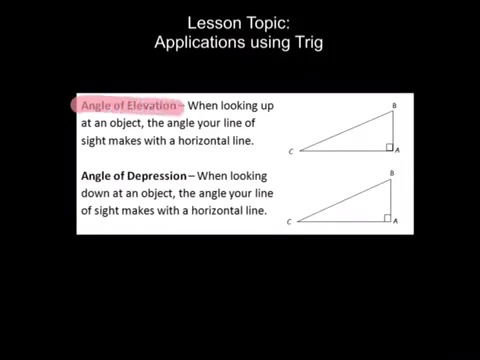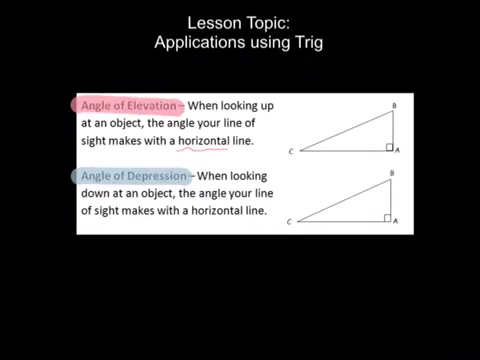Typically, angle of elevation is not an issue for most students because it makes a lot of sense as we look at the diagram. However, angle of depression is often done incorrectly. I'm going to show you why in our diagrams. So first of all, angle of elevation. Well, the angle of elevation says when looking up at an object, it's the angle your line of sight makes with a horizontal line. Now that's key right there, horizontal.